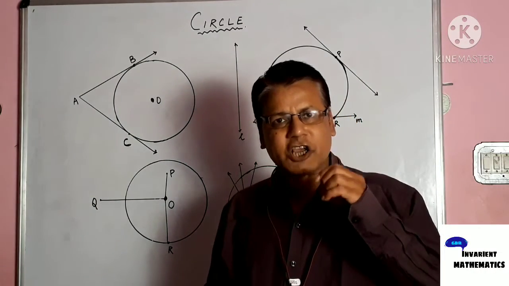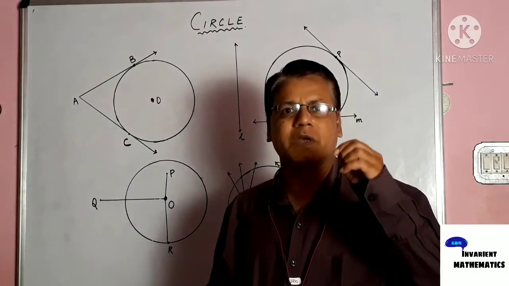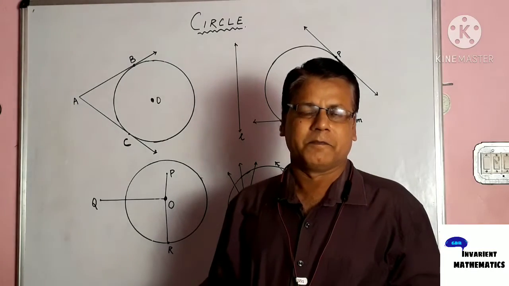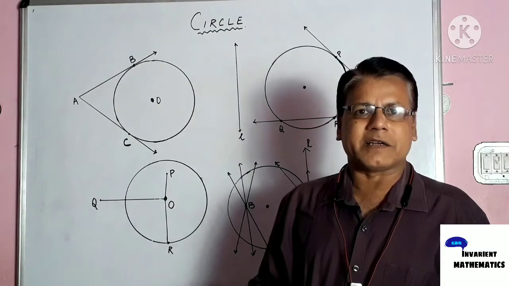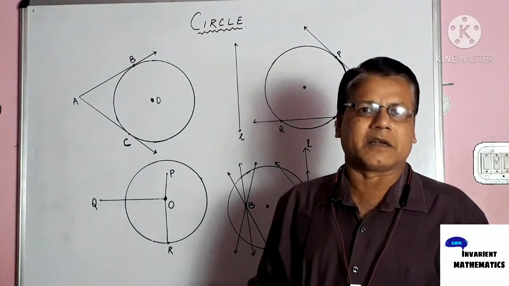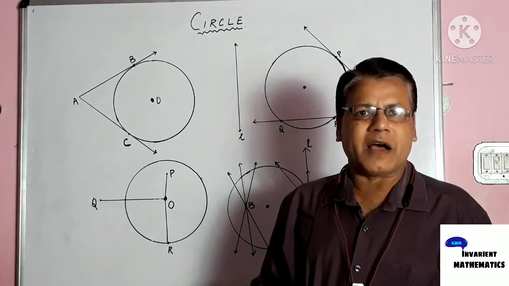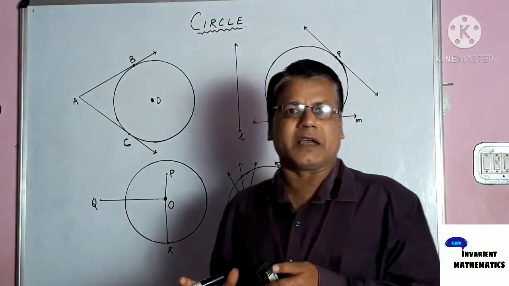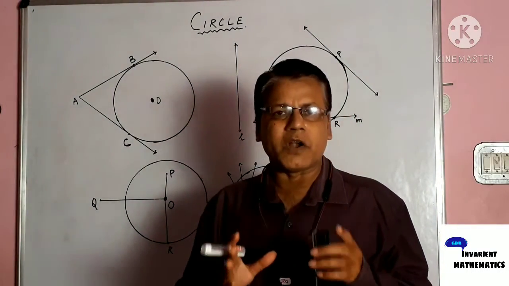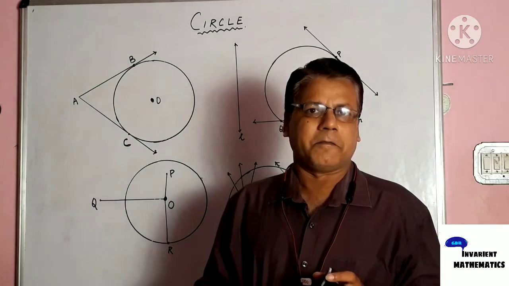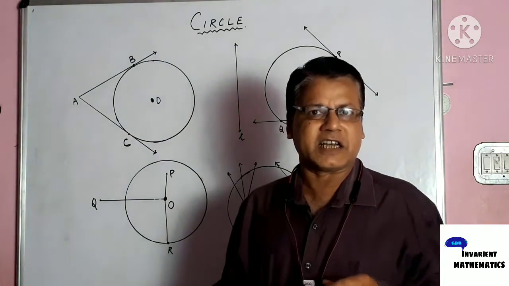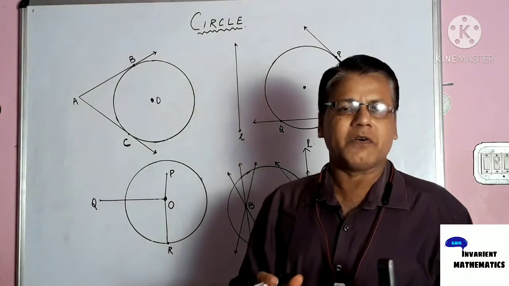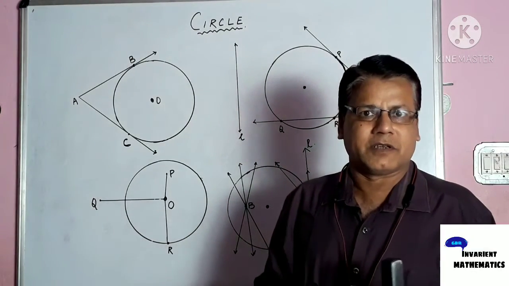Then the angle in a semicircle is always 90 degrees. Then if a quadrilateral is a cyclic quadrilateral, then the sum of either pair of opposite angles is equal to 180 degrees. These are the basic concepts related to your standard 9 syllabus. Now we will enter into the 10th syllabus.